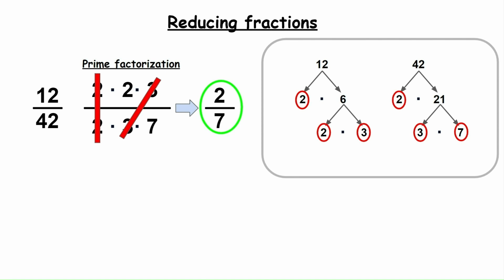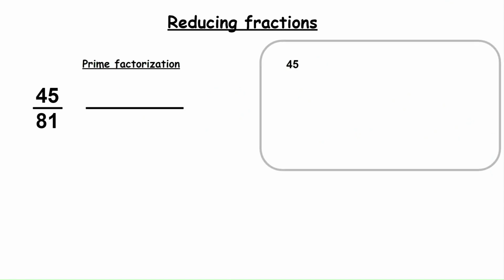Okay, let's try one more. This time, 45 over 81. So we're going to find the prime factorization of the numerator and the denominator. So let's create a tree diagram to help us track our factoring steps. So two numbers that we multiply to equal 45 are 5 and 9.